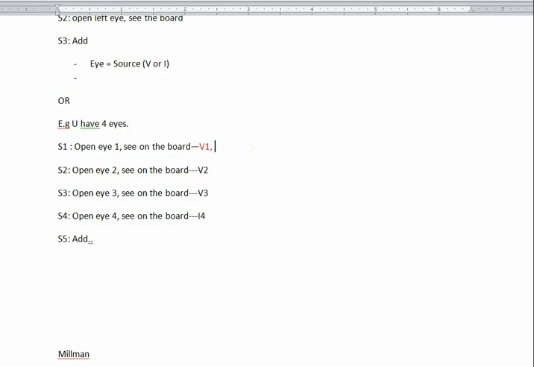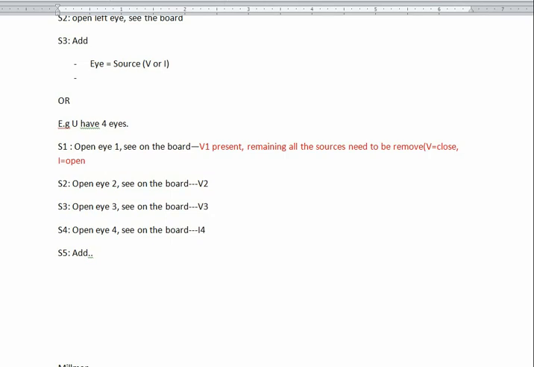Everyone, please listen. Only V1 is present, and all the remaining sources need to be removed. While removing them, what is the method? If it is a voltage source, short it, close it. If it is a current source, open it, don't consider it. That is the concept. These are the rules you are going to follow.